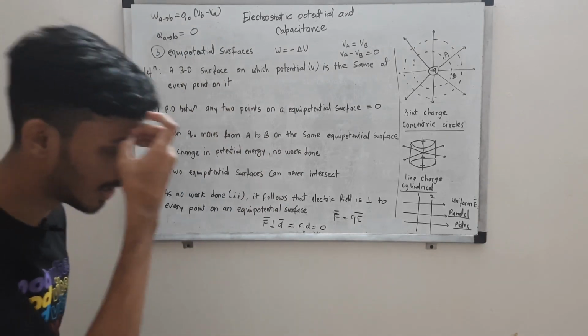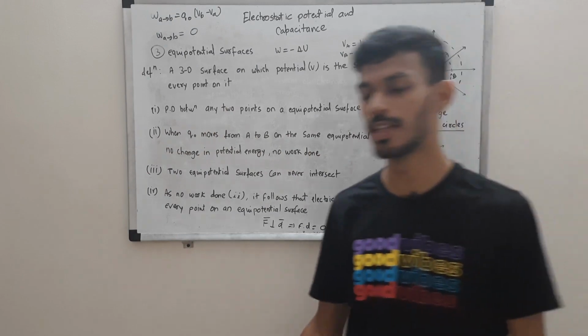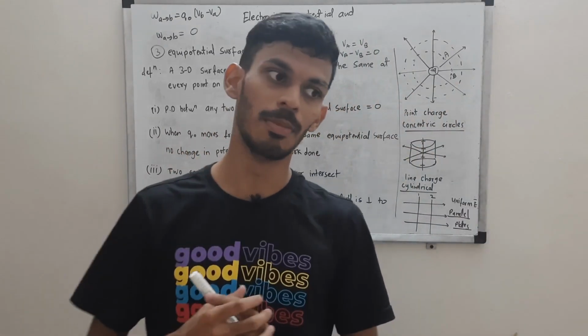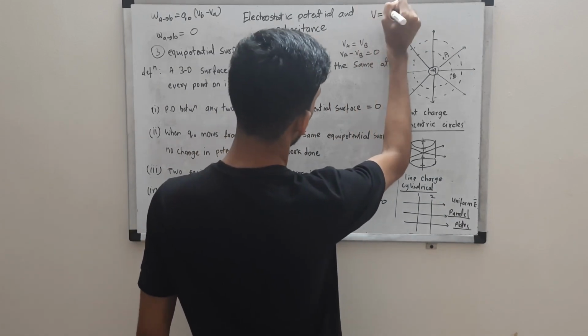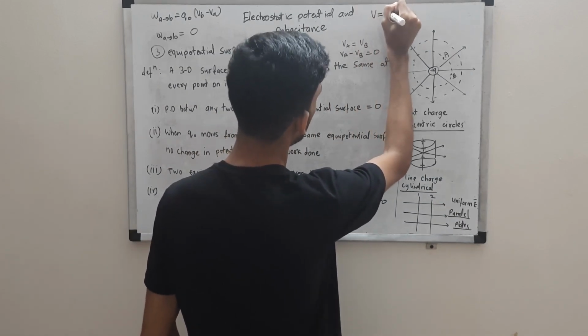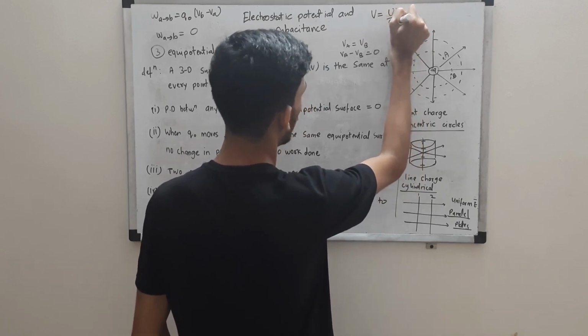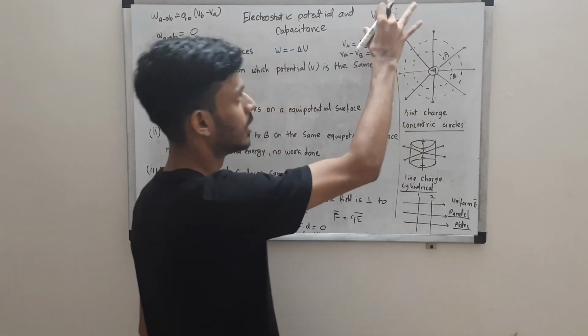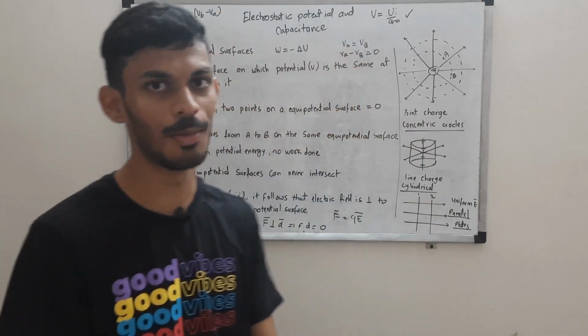Some books have a habit of defining electric potential itself. They start this chapter from potential energy. They will define your voltage, or your potential, as potential energy divided by Q. They define potential energy first and then come to electric potential.